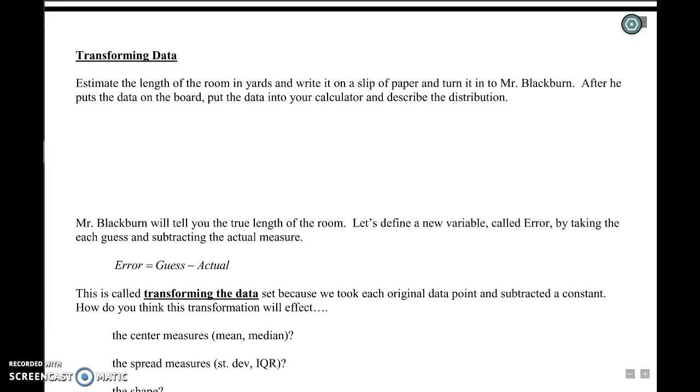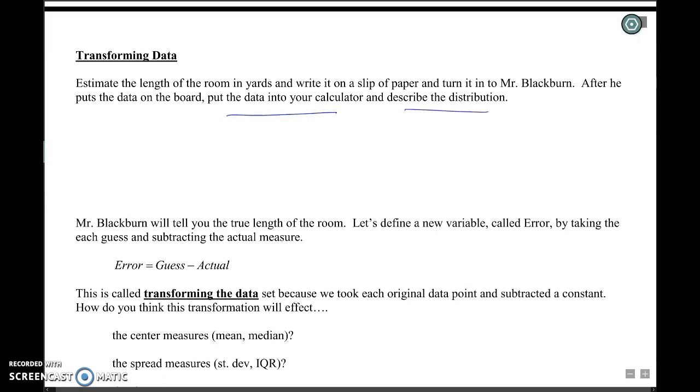All right, the last section in 2.1 is transforming data. So we did this activity in class, but since we're not in class, I'm just going to have you put some data in your calculator if you want to follow along. Estimate the length of the room in yards and write it on a slip of paper. Turn it into Mr. Blackburn. After he puts the data on the board, put the data into your calculator and describe the distribution.